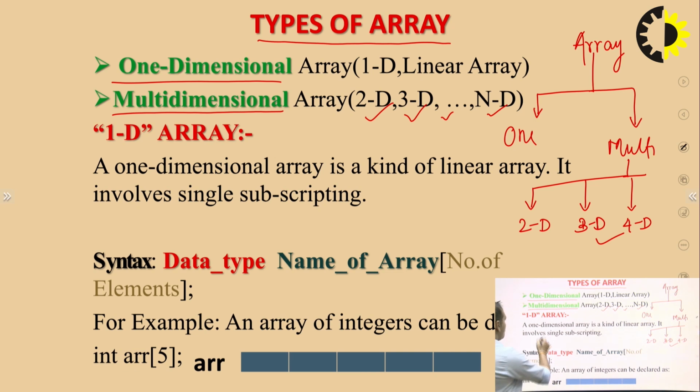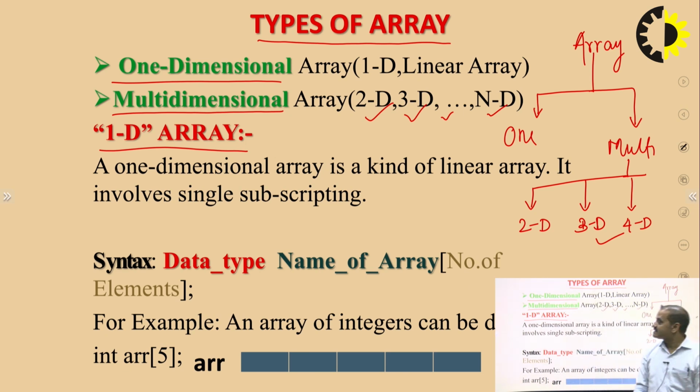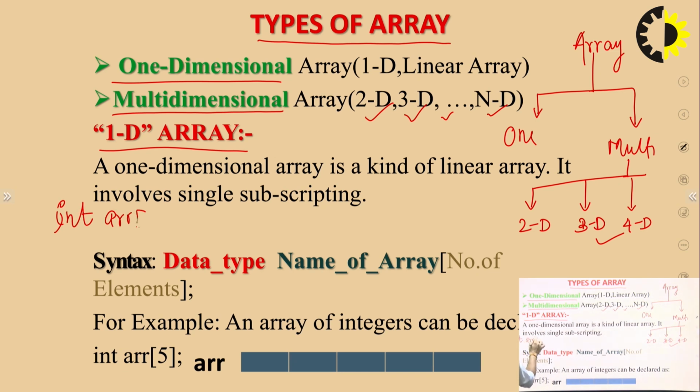And now, what is meant by a 1D array? What is the definition of a 1D array? It is used to create a single dimensional array. A one dimensional array is a kind of linear array, also called a linear array. It involves a single subscript. That means when we define int a or int b like this, int arr[10], this is the case of a linear array, because here we use only a single subscript to define the array, so this array is called a one dimensional array.